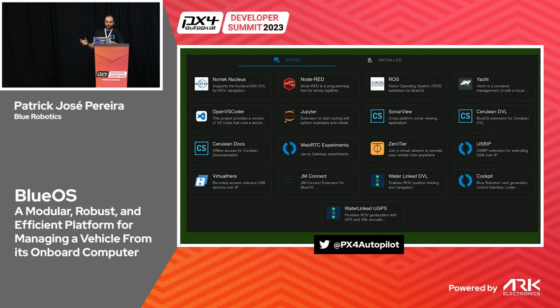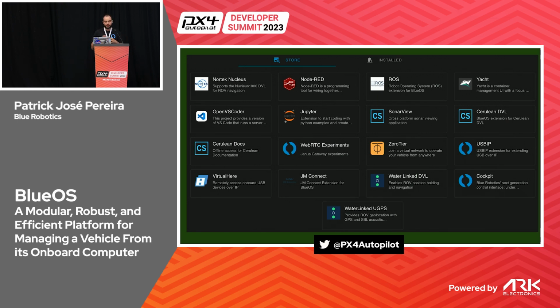We have Sonar View, Cerulean, WebRTC, ZeroTier for remote network access of the vehicle. So sometimes you have a robot running in Brazil, and you want to control it from the United States, you can do it with ZeroTier. It's a really good feature that we have for remote control of the vehicles.